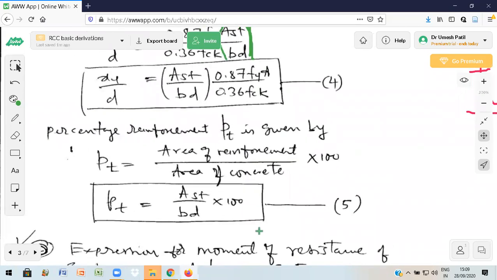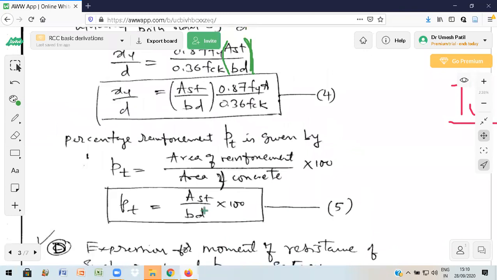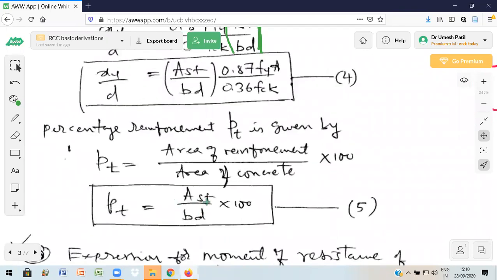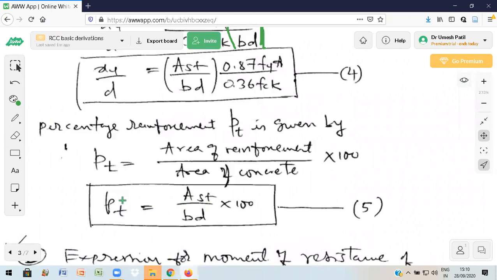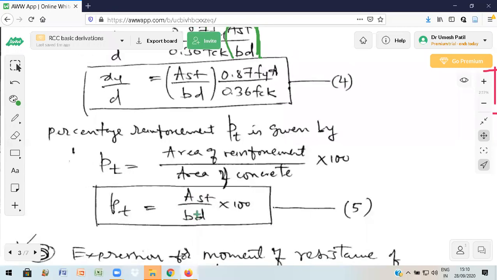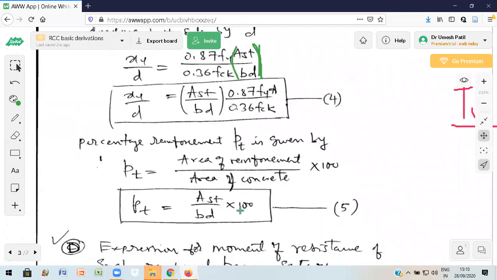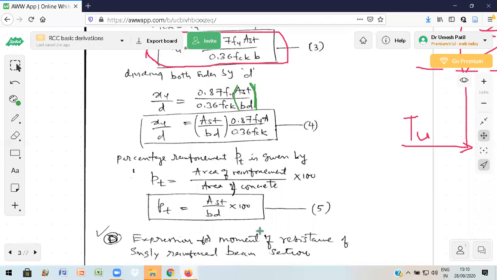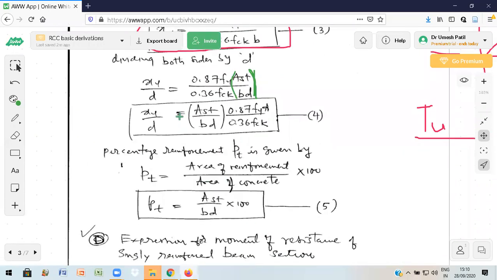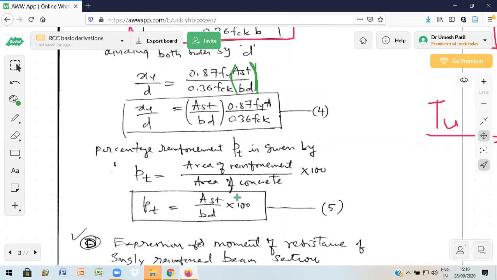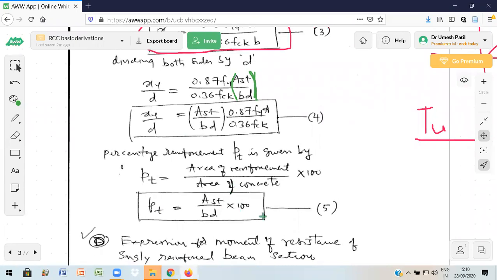So this is equation number 5. This will be useful while solving the problem. That time I'll discuss this one. Remember, pt is Ast divided by bd. Ast is area of steel rods, bd is b into d, small d. Capital D is different, small d is different. You will come to know that, into 100. So this is how I have simplified it. Usually this derivation they don't ask, but finally try to remember pt is equal to Ast by bd into 100.